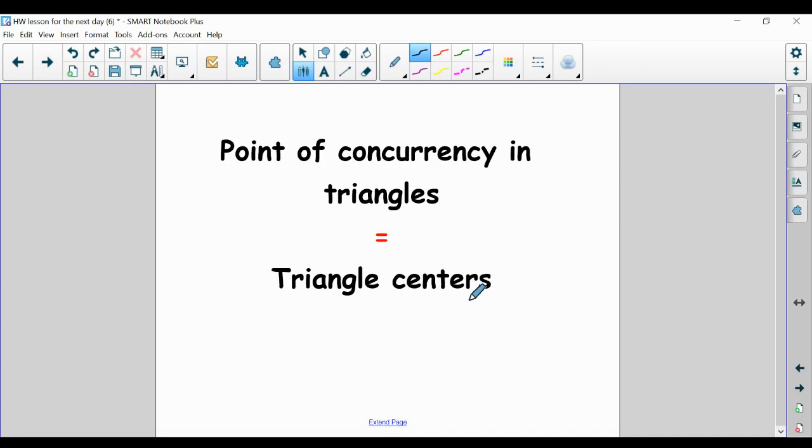Later on, I will make it short: a triangle center. What is a triangle center? That means I'm talking about the point of concurrency in a triangle. On the Regents exam, they sometimes say, what's the point of concurrency? And then you need to know that they are talking about the triangle center.